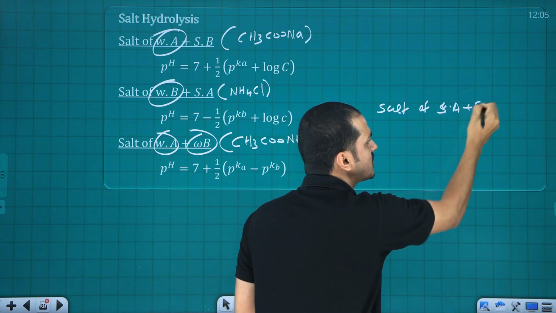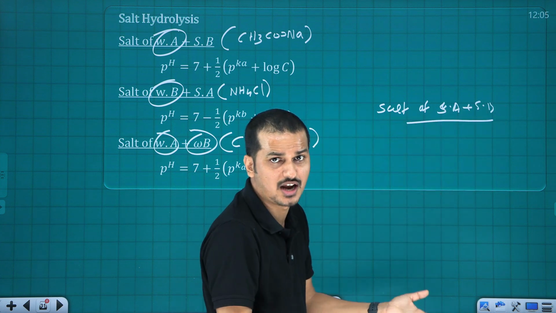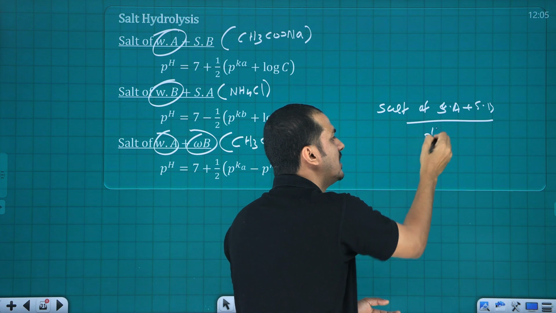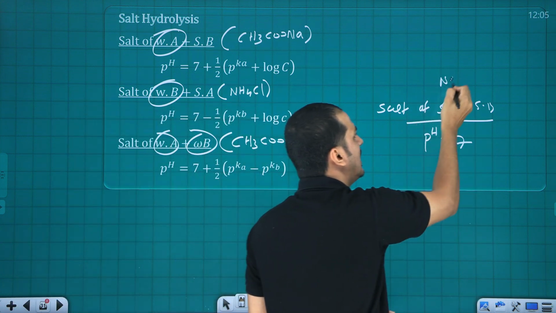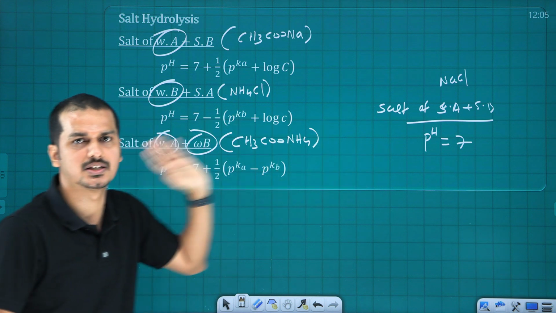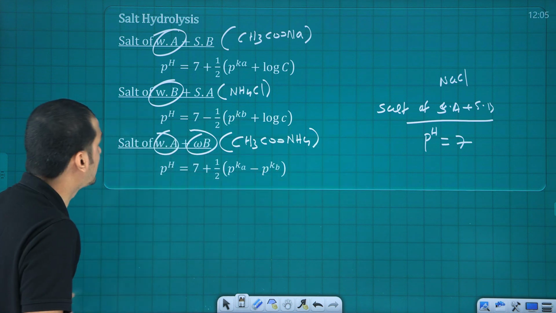And in the case of a salt of strong acid plus strong base, they won't undergo hydrolysis. Their pH will be equal to what? 7. Strong acid, strong base. For example, NaCl, their pH we will calculate like what? pH equals 7. That idea you have to keep in mind.